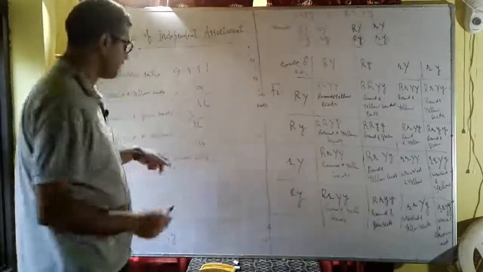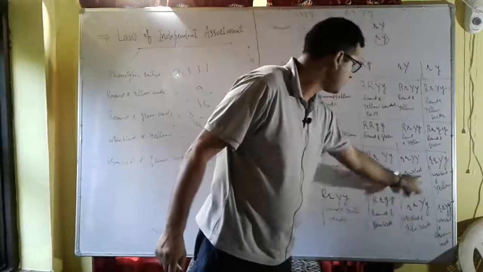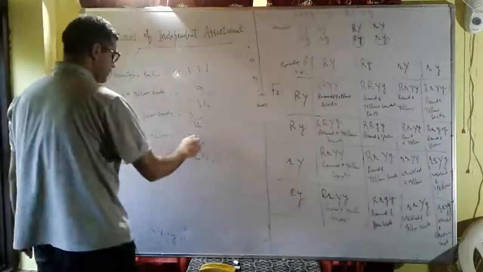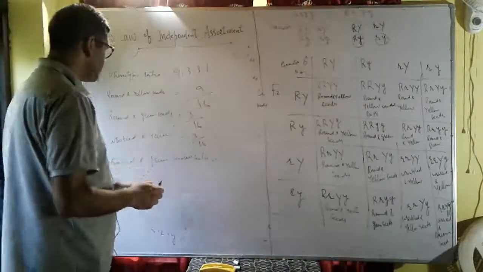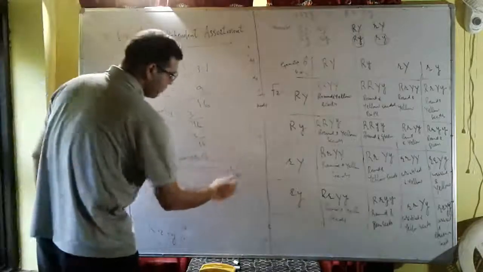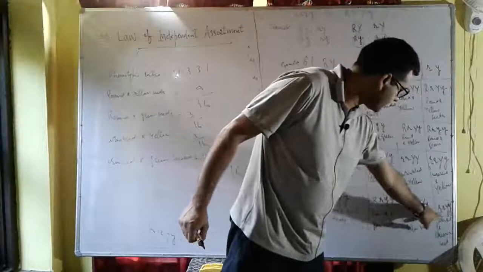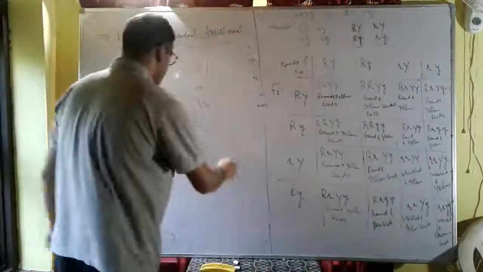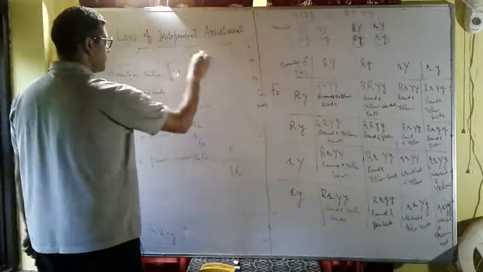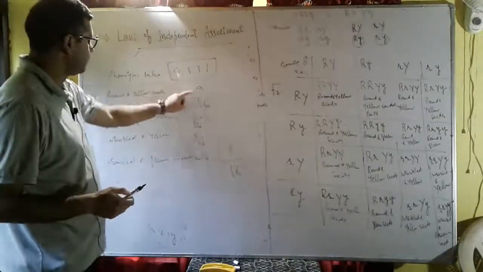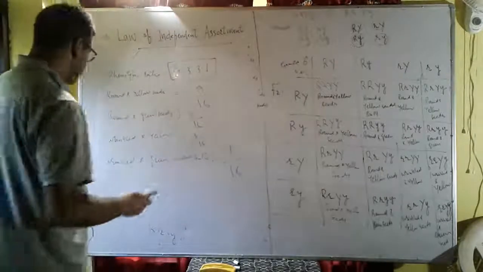How many wrinkled and yellow? 1, 2, and 3. Wrinkled yellow, 3. So out of 16, 3 are wrinkled yellow. Wrinkled and green, that is out of 16. How many wrinkled and green? This is the last one, wrinkled and green. That is 1. So the phenotypic ratio is 9:3:3:1. What is the genotypic ratio?